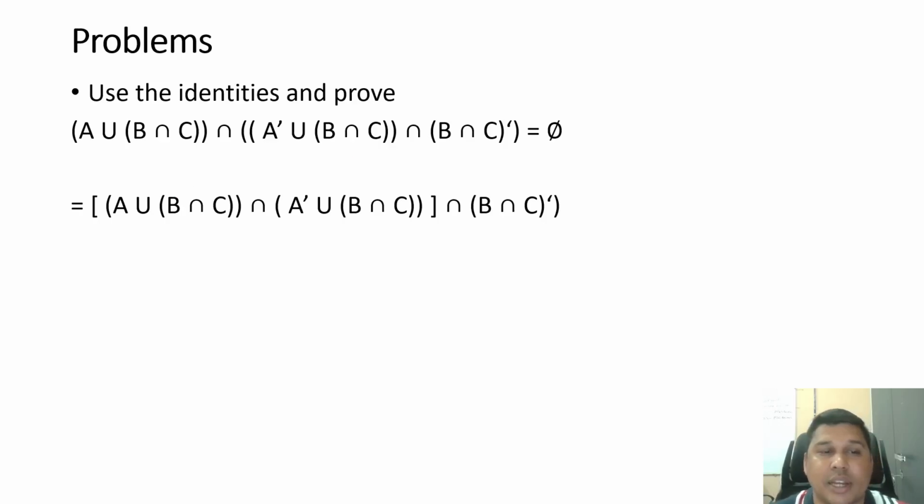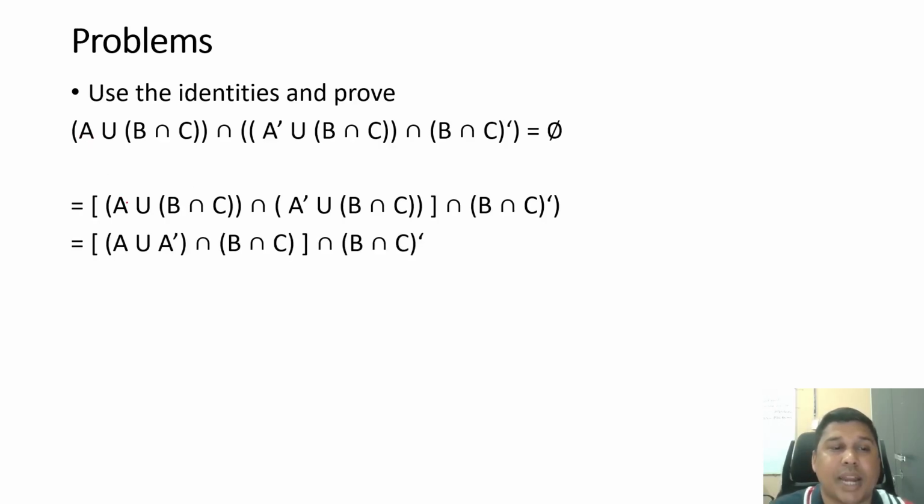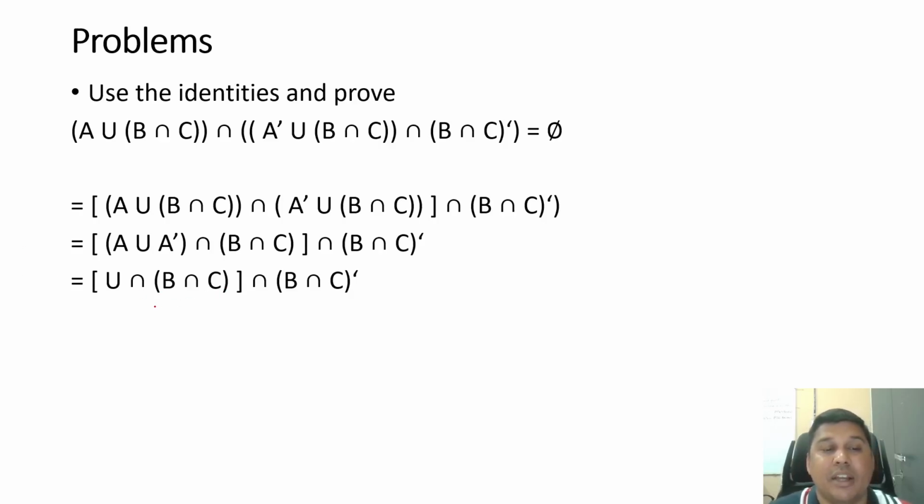So that's what I have done. I have taken this as a set. Now you see, I have subtracted them. This and this combined became (A union A bar) intersection B intersection C. So what is A union A complement? That is U. And U intersection B intersection C will be B intersection C only, because universal set intersection something will be the remaining part only. So this is B intersection C.